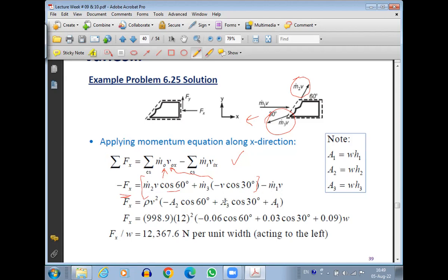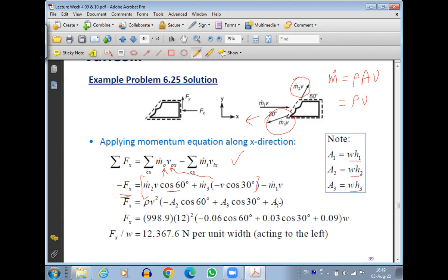Now in this equation, m dot is equal to rho A v, right? In this case, rho is constant throughout. Velocity is also constant because velocity at 1, 2 and 3 are all the same. This is the case for vanes. And area will be the cross-sectional area since these are planar jets. So A1 will be W H1, A2 will be W H2, A3 will be W H3.